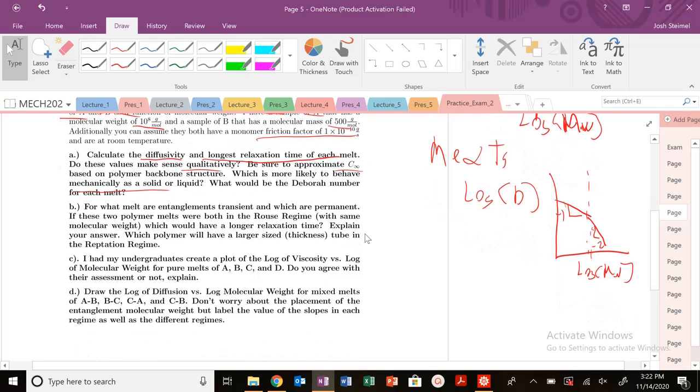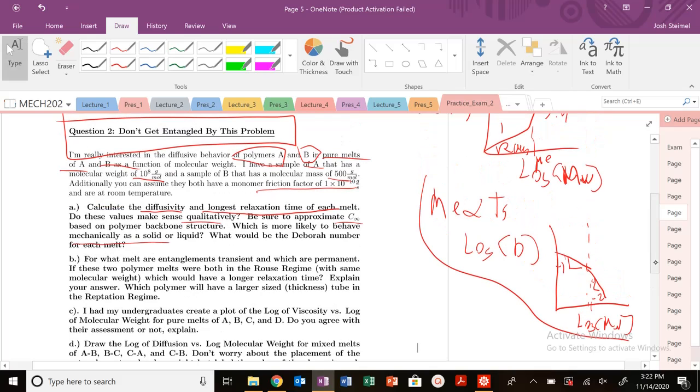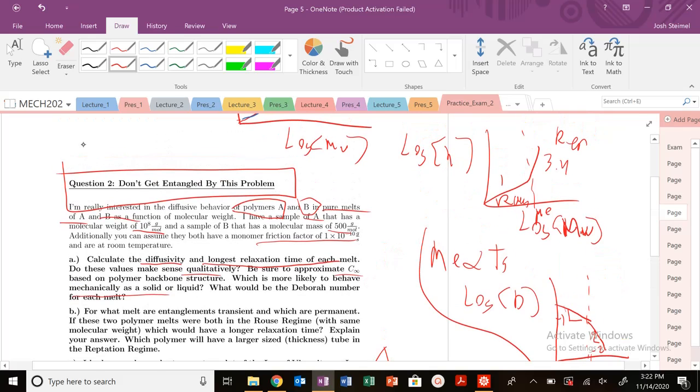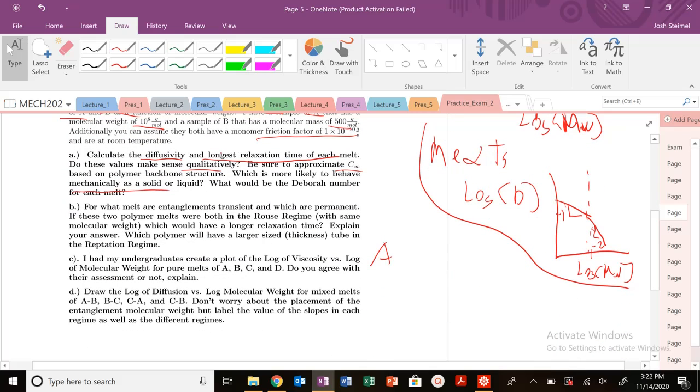So let's go ahead and start to think about this problem. If I want to calculate the diffusivity, I know that for my polymer A, typically my molecular entanglement weight, my ME, or my Mc, is about 10 to the 4. So clearly, for A I'm in reptation, and for B I'm in Rouse.